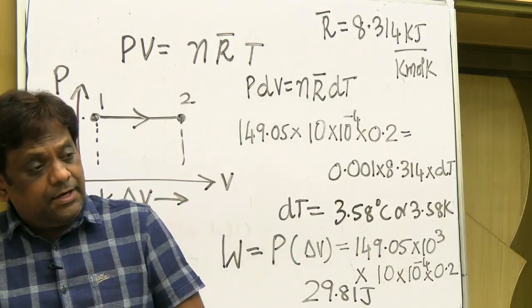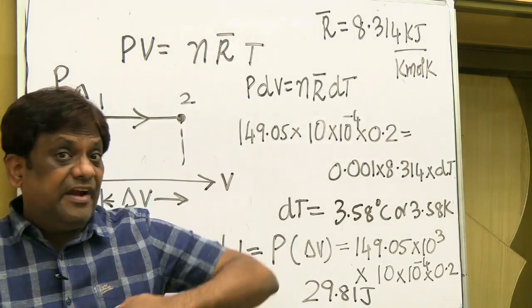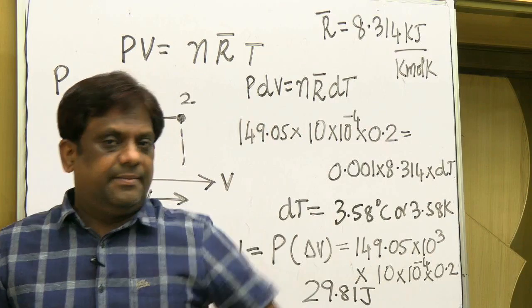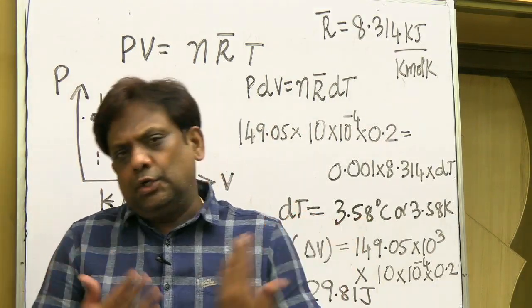So we have represented on PV diagram. We have seen how much temperature difference is required to achieve 20 centimeter distance, and moles are also given. This is one of the good questions.